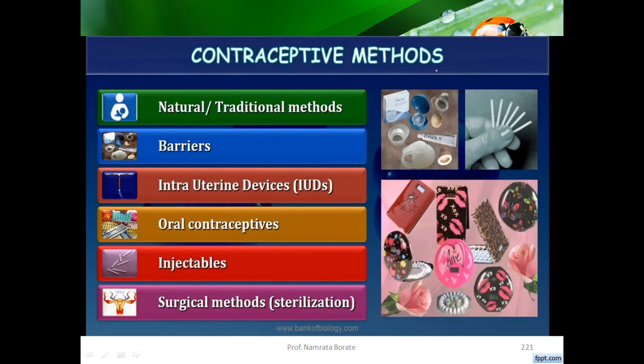There are various methods of contraceptives. The first method is the natural and traditional method. Second one is barrier. Third one is the intrauterine device. Fourth one is the oral contraceptive method. Fifth one is injectable, and the last one is the surgical method. Natural, barrier, intrauterine, oral and injectable are the temporary methods of birth control, but the surgical method is a permanent method.